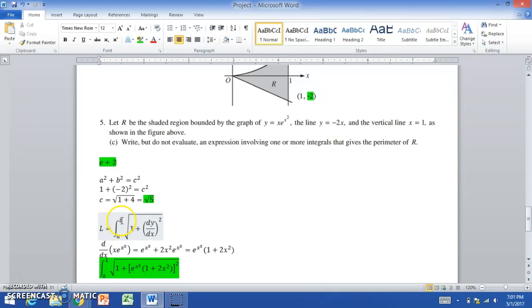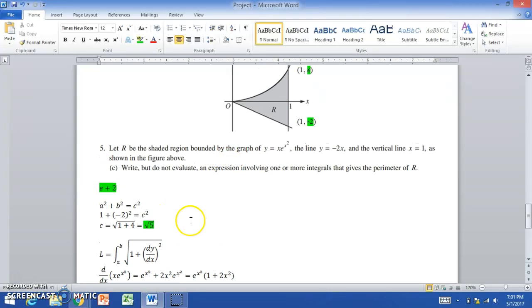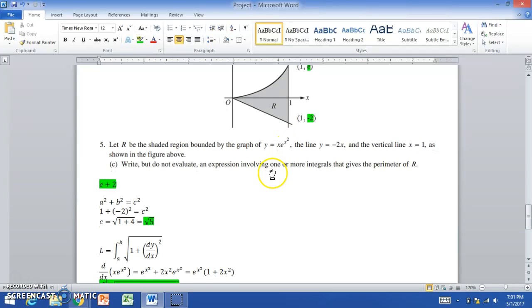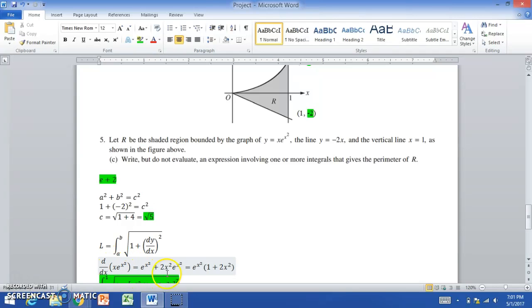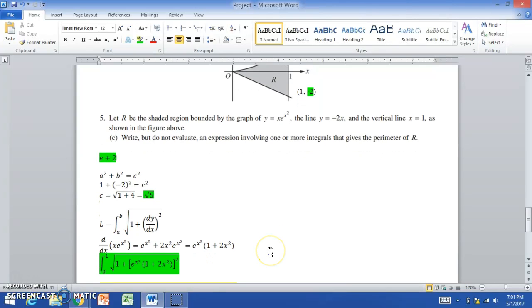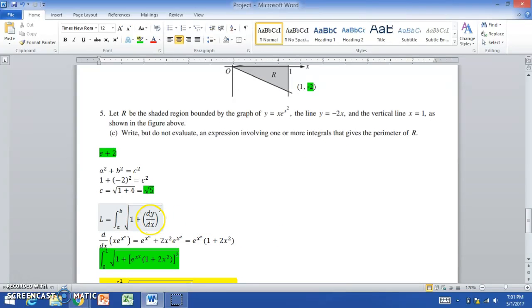Now to find the length of the exponential function, we can use the arc length formula, which is the integral from a to b of the square root of 1 plus dy dx squared. Now to find dy dx, we must use the function that we need to find the distance of, which is x times e to the power of x squared. And after deriving, we get e to the power of x squared times 1 plus 2x squared. And plug that back into dy dx, and we get the integral from 0 to 1 of the square root of 1 plus e to the x squared times 1 plus 2x squared, squared.